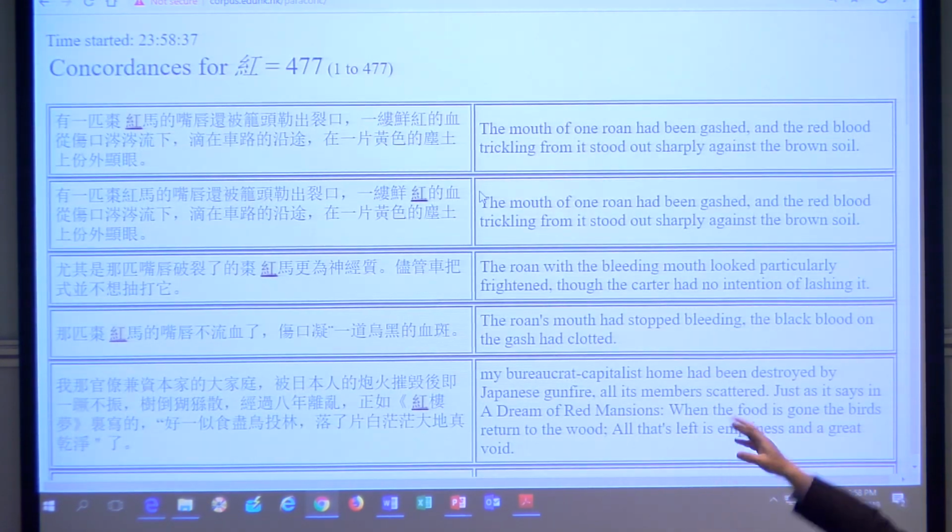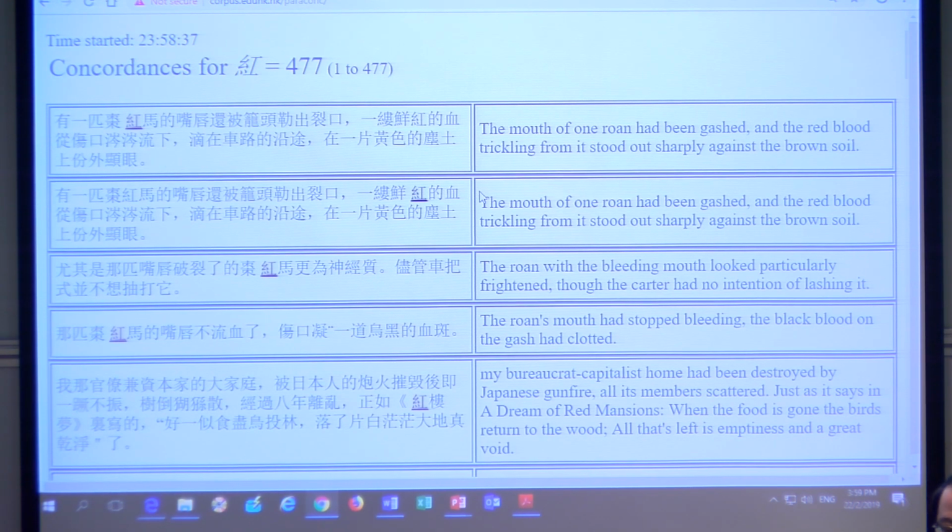So you can see, wow, look at the difference. There are 477 Hong in the Chinese corpus. There are 200-something "red" in the English corpus. And the English corpus is actually twice as big as the Chinese corpus. What can you tell already? The Chinese really favor this character, Hong. We love red. Red means a lot to us, much more than to the English people.